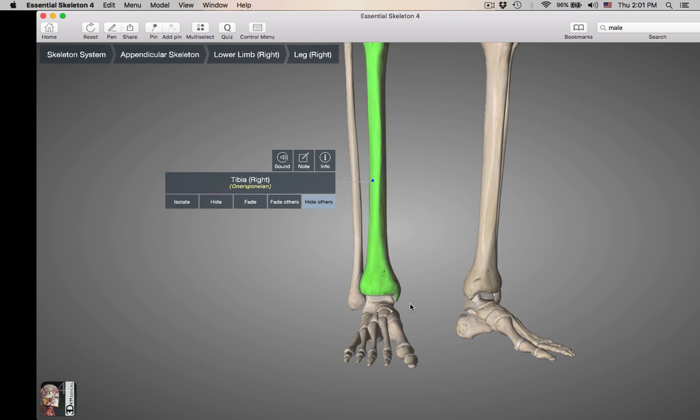If you twist or break your ankle, if you roll out, you can break the lateral malleolus of the fibula. If you roll inward, you can break the medial malleolus of the tibia.